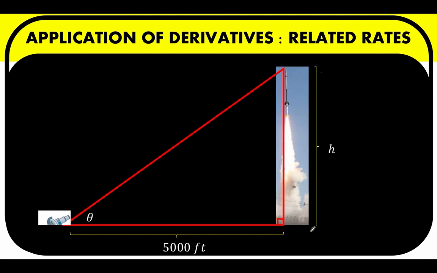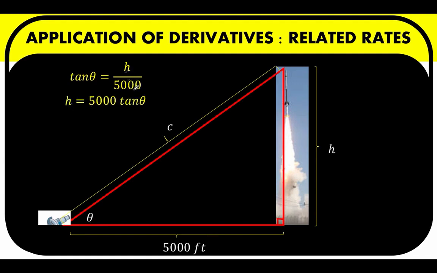Let's call this variable h for the height and the hypotenuse c. Now, based on our figure, we can compute the ratio between the height and this horizontal distance, opposite over adjacent side with respect to the angle theta, which is tangent. So we have tangent of the angle theta equals the opposite side h over the adjacent side 5,000 feet. And then let's solve for h to arrive at h equals 5,000 times tangent theta.